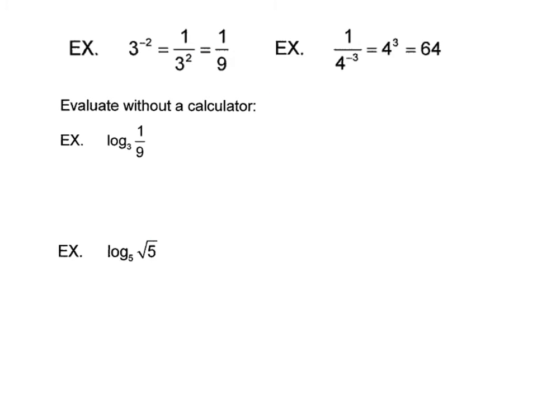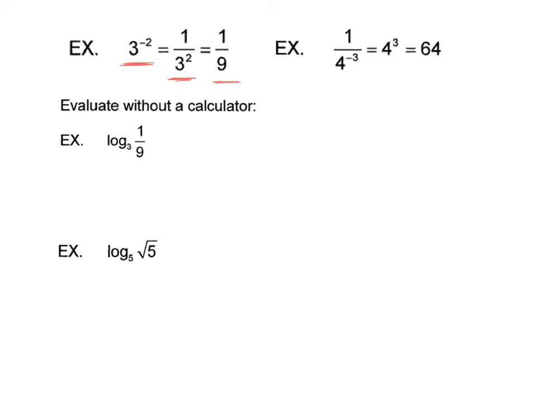To do the next example, we need to have a little bit of a review about negative exponents, like we saw in a previous example. Remember, negative exponents cause the base number to flip over, and then the exponent becomes positive. So if we're looking at 3 to the power of negative 2, the negative 2 makes our 3 flip, and it's 1 over 3 squared, which becomes 1/9.